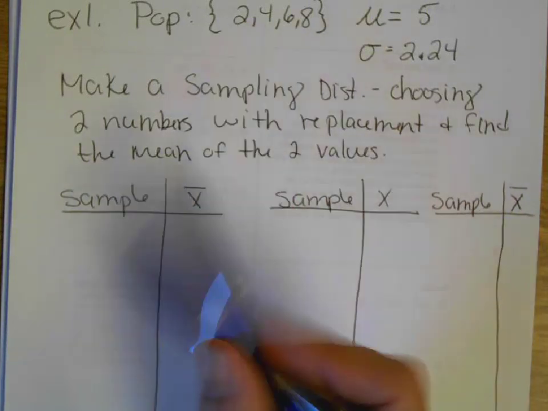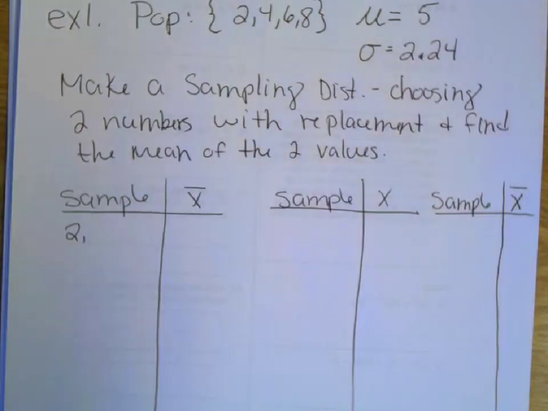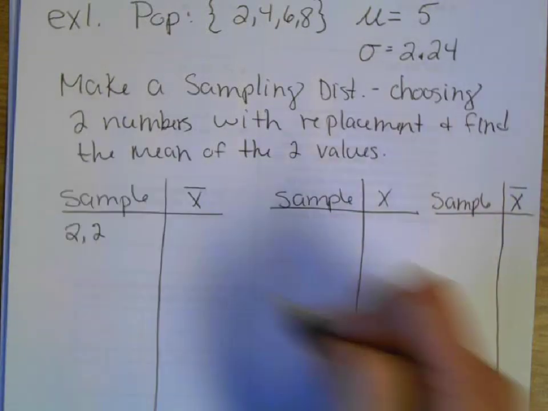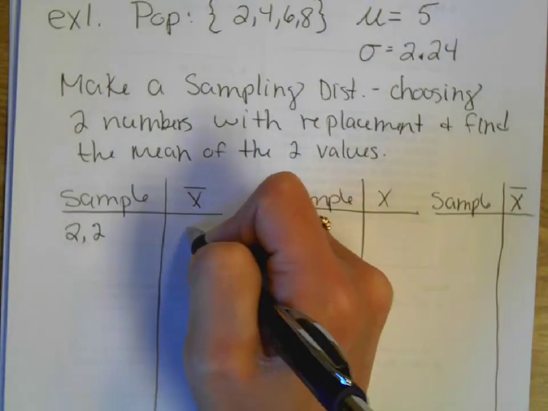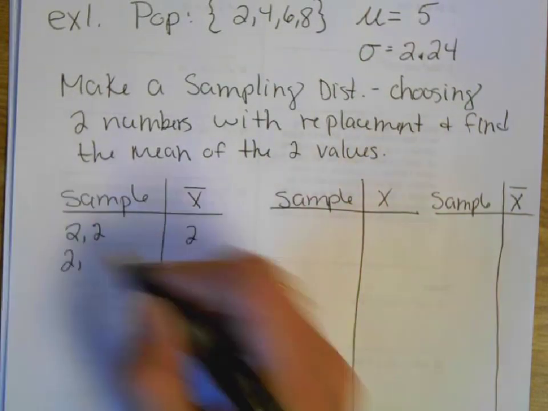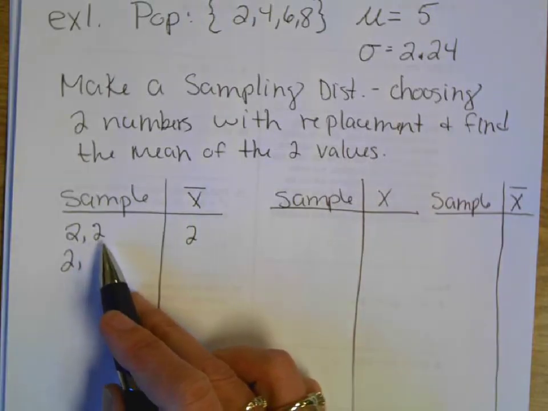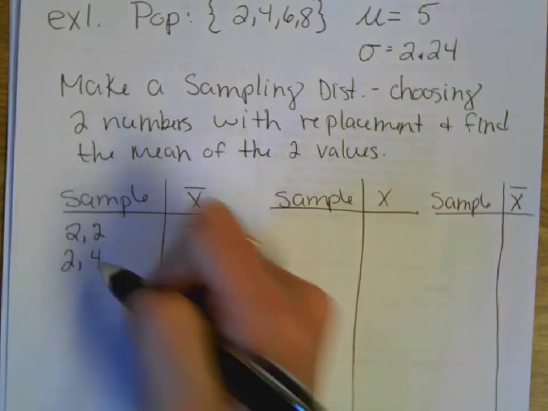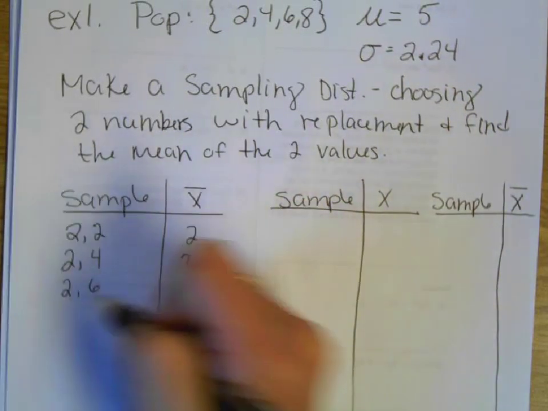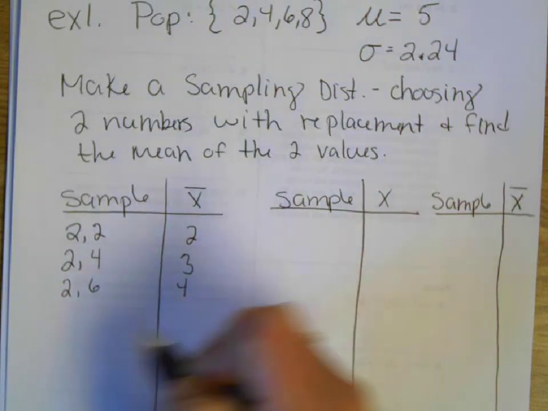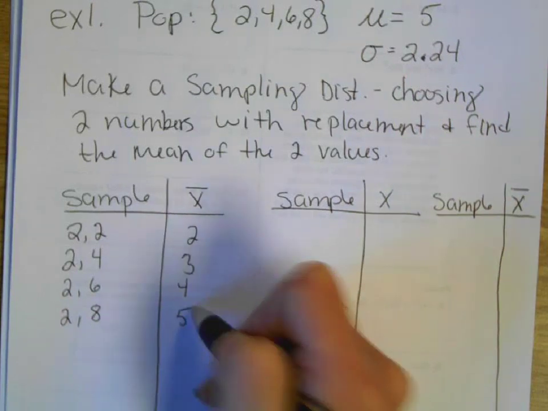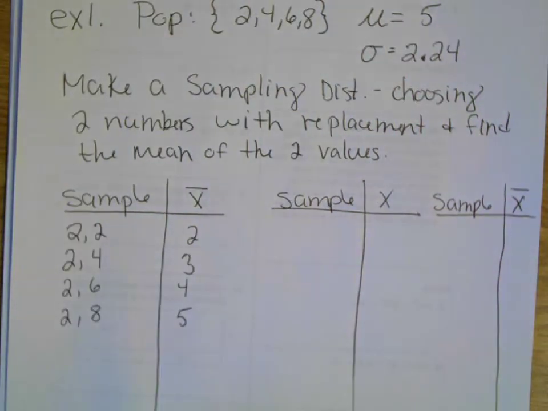Let's say I pick out the number 2 first. Pick out a 2, put it back in. What else can I get? A 2. What's the average of 2 and 2? 2. If I chose 2 first, what could be my second number? 4. What's the average of 2 and 4? 3. Now 2 and 6, the average is 4. 2 and 8, average is 5. Okay, that's it for picking a 2 first, correct?